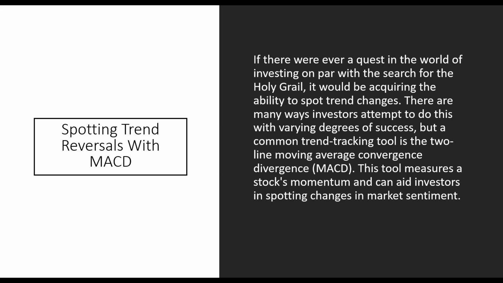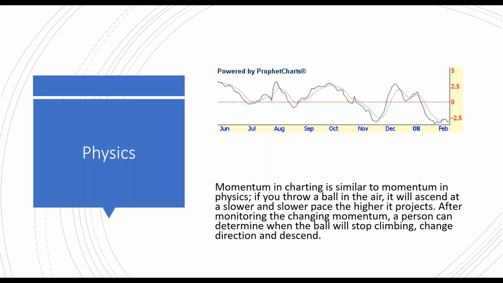There are many ways investors attempt to do this with varying degrees of success, but a common trend tracking tool is the two-line moving average convergence divergence tool. This tool measures an asset's momentum and can aid investors in spotting changes in market sentiment. Now remember, momentum, as I explained with the fireworks shooting up in the air, in charting is similar to momentum in physics. If you throw a ball in the air, it will ascend at a slower and slower pace the higher it projects. After monitoring the changing momentum, a person can determine when the ball will stop climbing and change direction and descend back to earth.